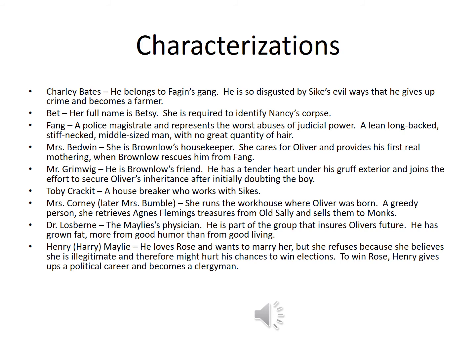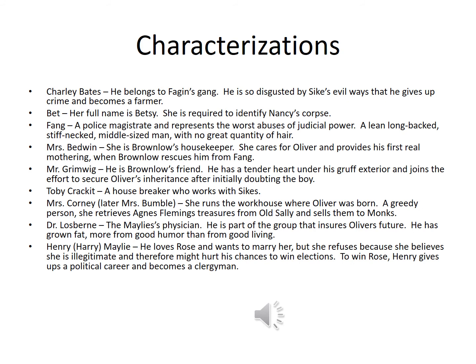Because he helped Oliver. Now apart from that we have Toby Crackit, a housebreaker who works with Sikes. And then we have Mrs. Corney, a greedy person. She retrieves Agnes Fleming's treasures from Old Sally and sells them to Monks. That means she is all about bad characters and bad characteristics and bad qualities, right?